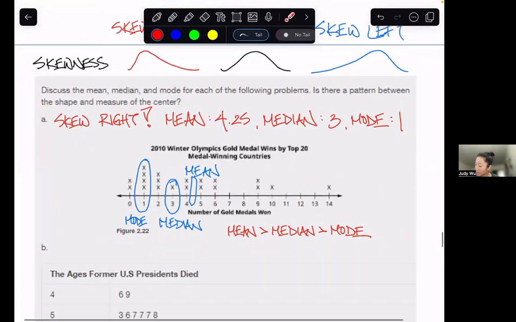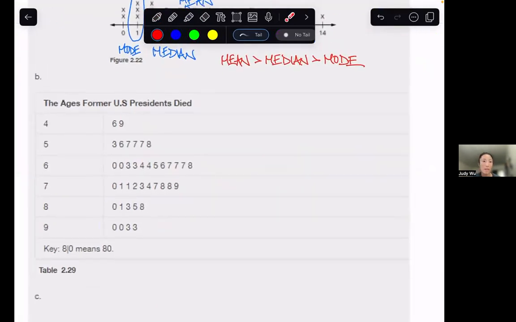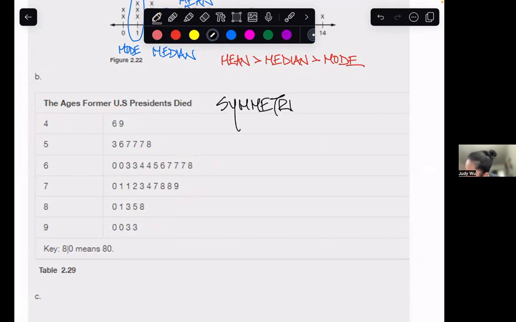All right, let's take a look at B. So in B, we have the ages former US presidents died. And even though this is a stem and leaf plot, so we've got our stem, we've got our leaves, if we sort of tilt our heads to the right, we can see that we have something that is pretty symmetrical, okay? And in the symmetrical case, symmetrical meaning that it is not skew right and it is not skew left, it's just sort of even on both sides.